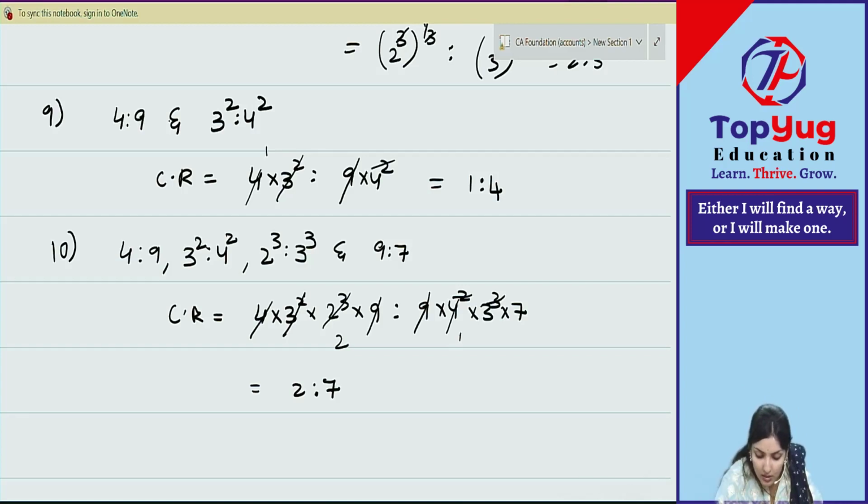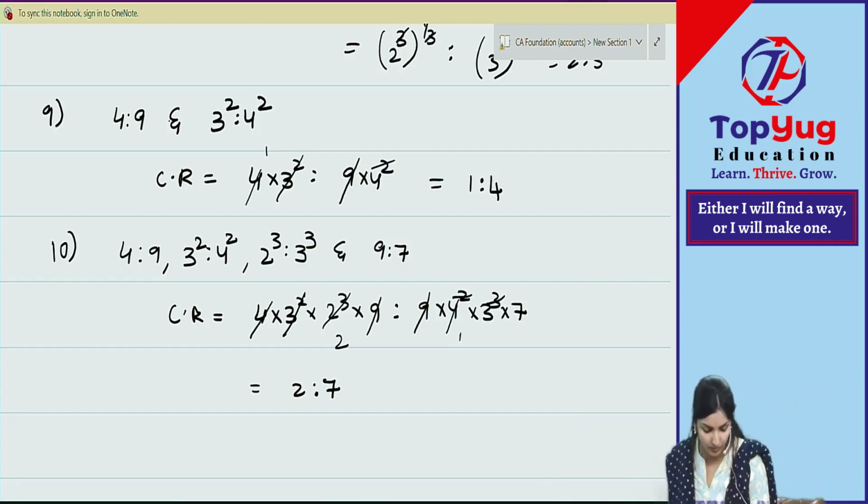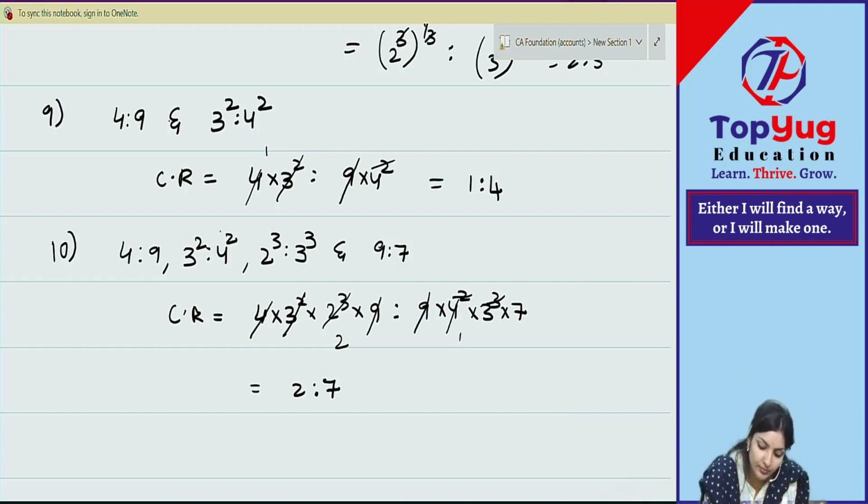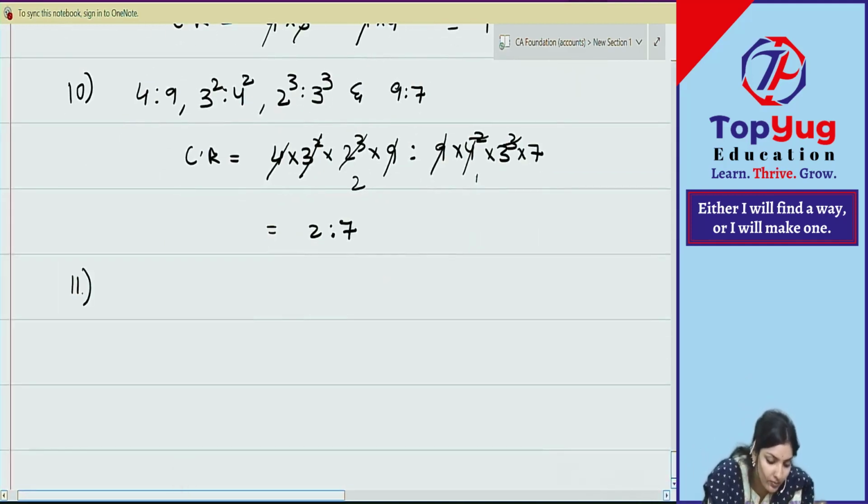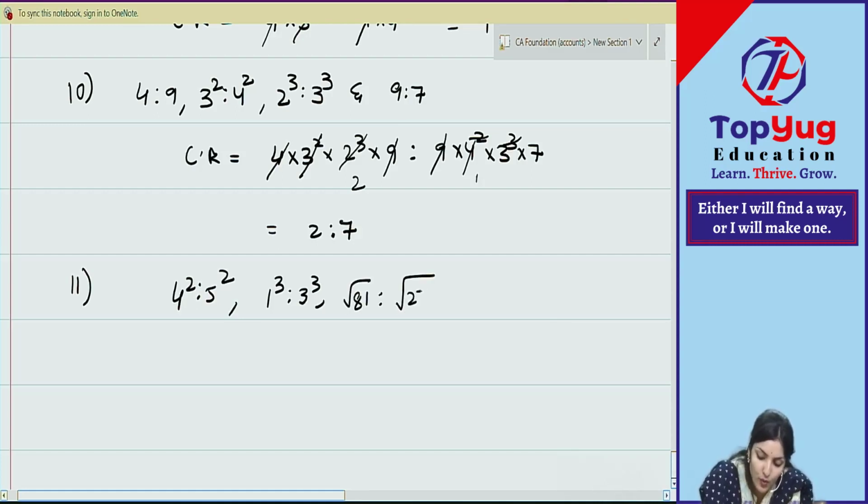What is the answer? 3 is to 32. The ratio compounded of duplicate ratio means 4 square is to 5 square. Triplicate means 1 cube is to 3 cube. Subduplicate means square root of 81 is to square root of 256. And subtriplicate means cube root of 125 is to cube root of 512.